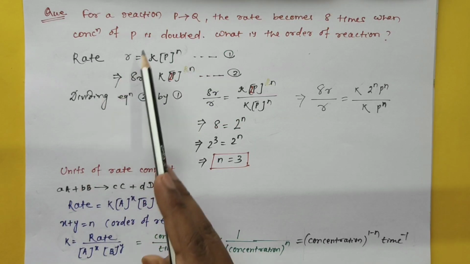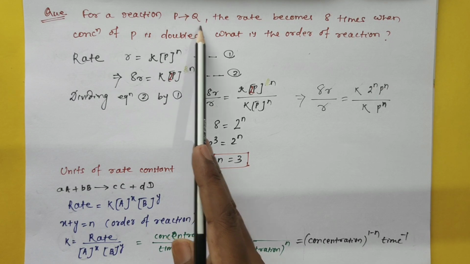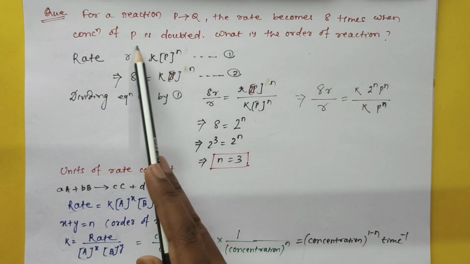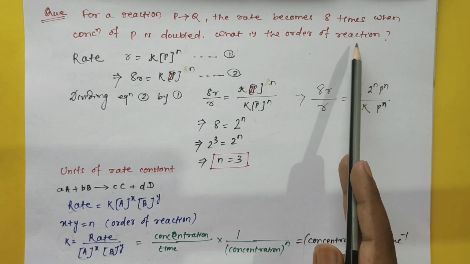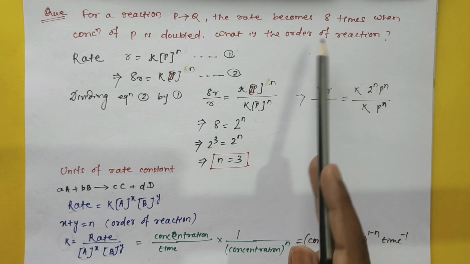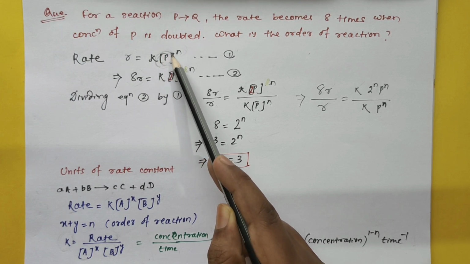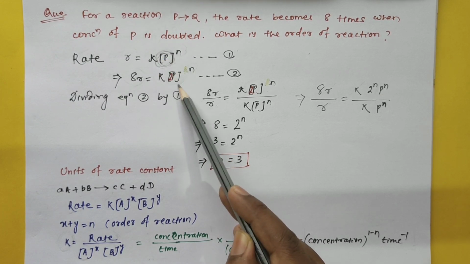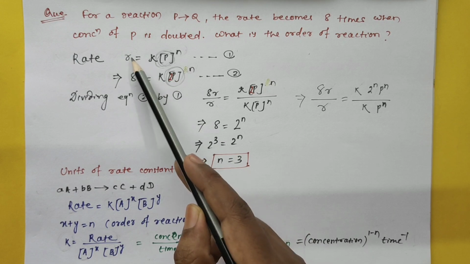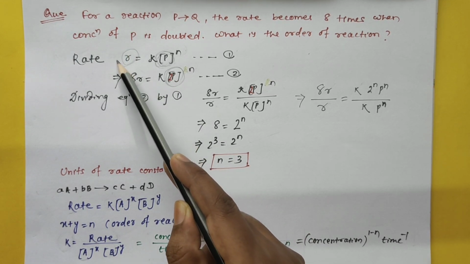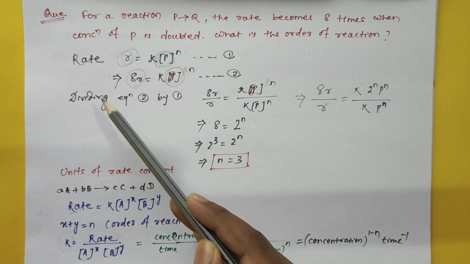Let's see another question. For a reaction in which P reacts to form Q, the rate becomes 8 times when the concentration of P is doubled. What is the order of the reaction? So what is the meaning of this question? Let's see. It is given here, if the concentration of the reactant gets doubled. So initially the concentration was P and it doubles means concentration becomes 2P. That's the meaning. Then the rate of the reaction, initially it was how much? R. It becomes 8 times means it becomes 8R.